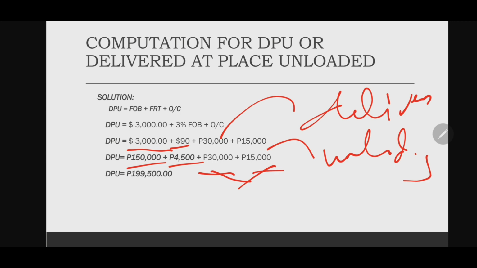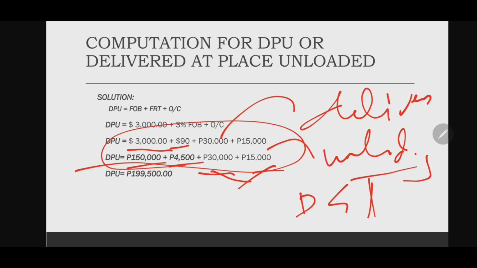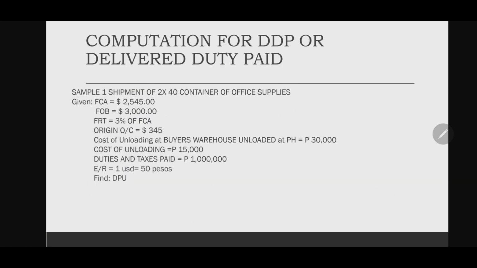Okay, so you just need to add them both, but you just need to ignore the duties and taxes paid because it's not included again in the seller's price. So when you compute all those, add them all up, you'll get the value of your DPU of 199,500 pesos. Okay, so that is how you compute for your DPU.